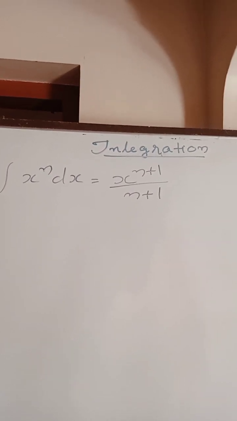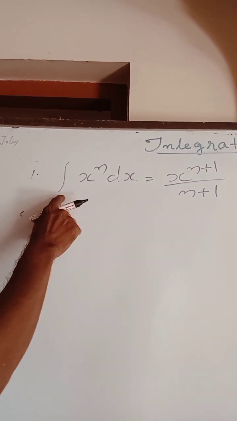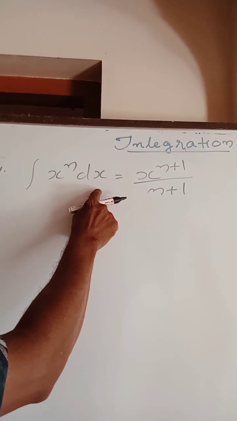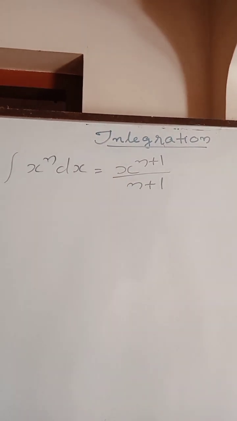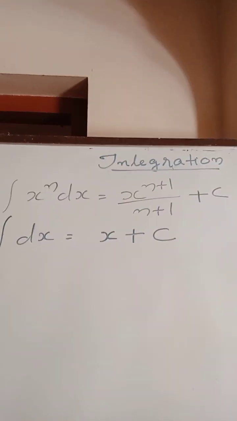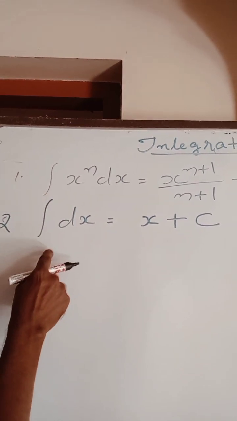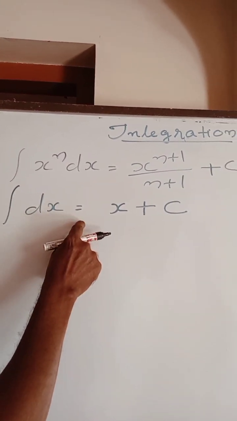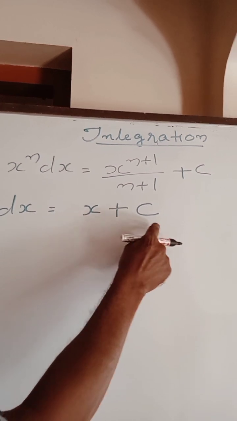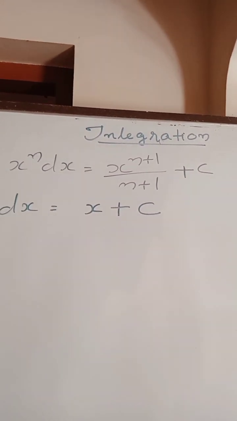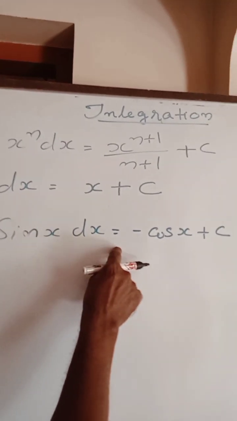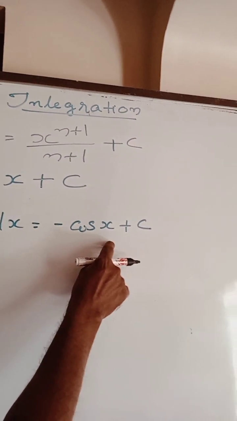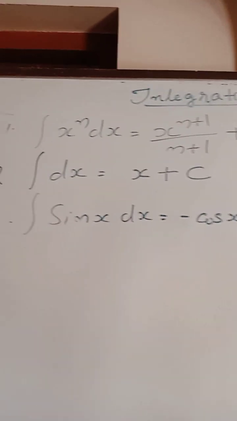Some results of integration are: 1. Integration of x raised to n dx is equal to x raised to n plus 1 divided by n plus 1. Second, integration of dx is equal to x plus c, where c is the constant of integration. 3. Integration of sin x dx is equal to minus cos x plus c.